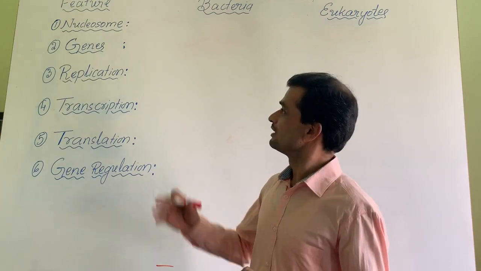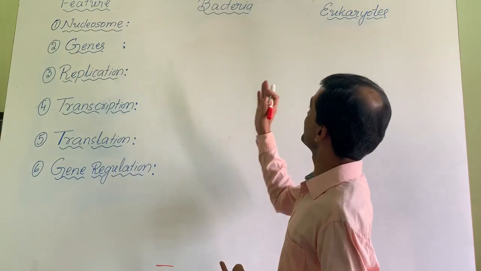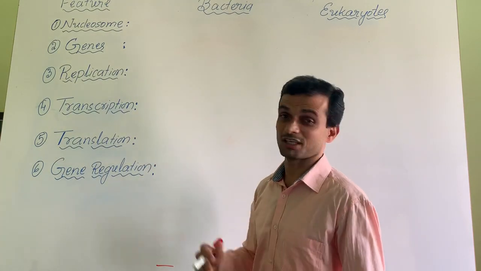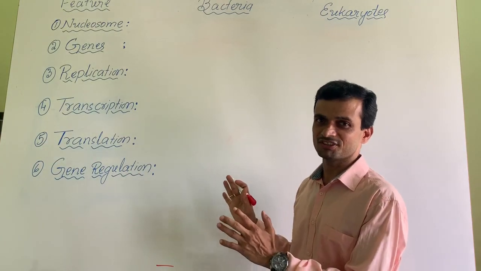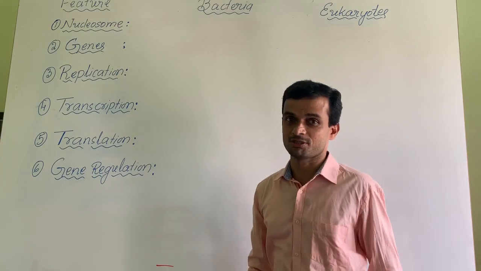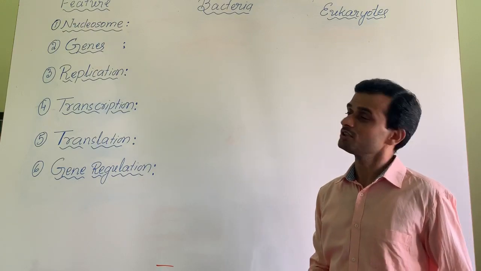DNA structure, nucleosome model, characteristics of prokaryotic DNA, eukaryotic DNA, and then gene expression from replication to gene regulation. So in this video, we will try to focus on some of the differences between bacteria and eukaryotes at the molecular level. First of all, nucleosome. What is nucleosome?